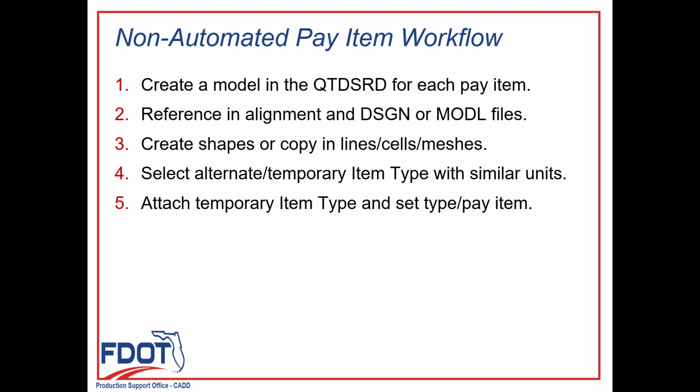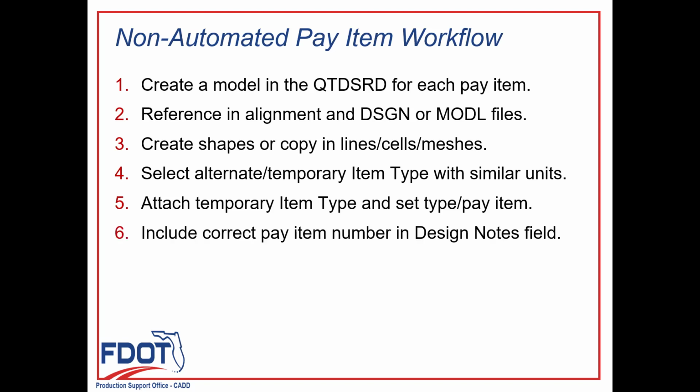Once we've picked the temporary item type and the pay item number to use within that item type, we can use the Item Types Attach tool to apply that item type to our elements. Since we're documenting how we got these quantities, aside from using the correct pay item number in the name of the model in the QTD-SRD, another thing we can do is to also include the correct pay item number in the design notes of the temporary item type.